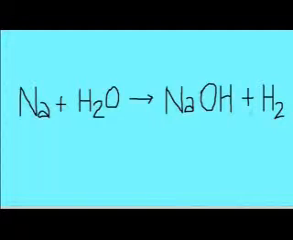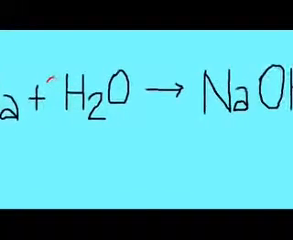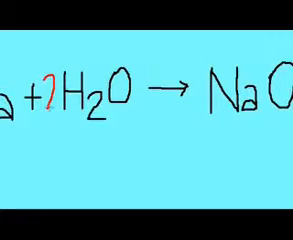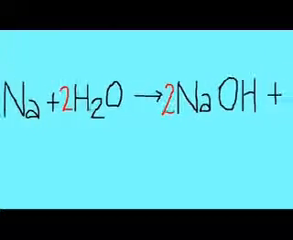So we need to balance this. You have 2 hydrogens plus 1 hydrogen makes 3, and here we have 2. We need to have the same number of atoms on both sides of the equation. So we're going to use a coefficient of 2 for the water to make a 4, and we're going to add a coefficient 2 in front of the sodium hydroxide to make 2 hydrogens plus 2 makes 4 hydrogens, and here 2 times 2 makes 4 hydrogens.